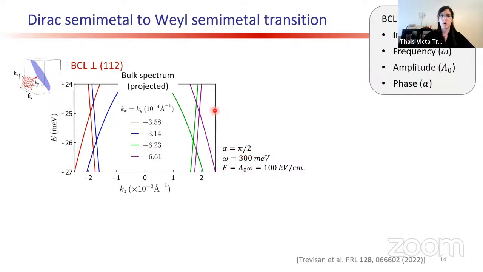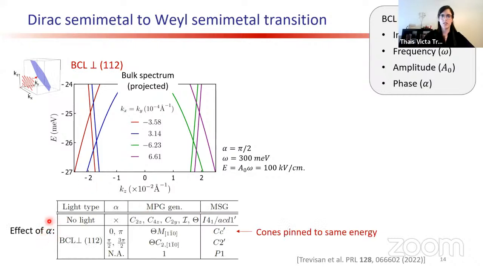This is the spectrum of the effective Hamiltonian that I find. So the first thing that you can see is that because we broke time reversal symmetry, each of the Dirac cones that we had before is split into these two Weyl cones. You see two here and two here.